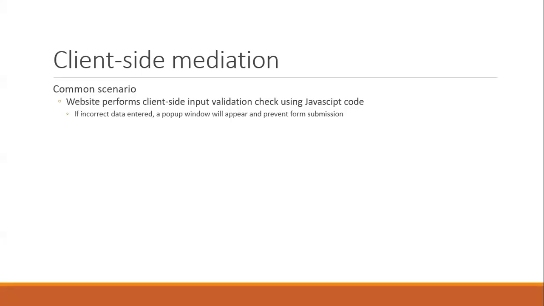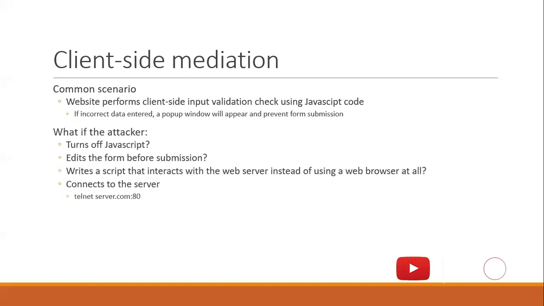Sometimes it requires alphanumeric input. So for example, in the age field, you cannot put alphabets. In the name field, sometimes they don't allow certain characters over there. So what if the attacker knows all about this client-side mediation?